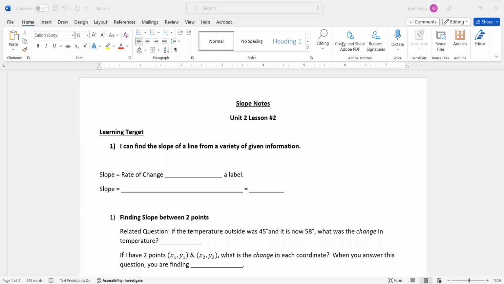Hello, and here we go with slope, our second lesson of Unit 2. And you're going to find that slope and rate of change are actually very, very similar. What we just did was rate of change, and now we're going to do slope. And what is the difference?